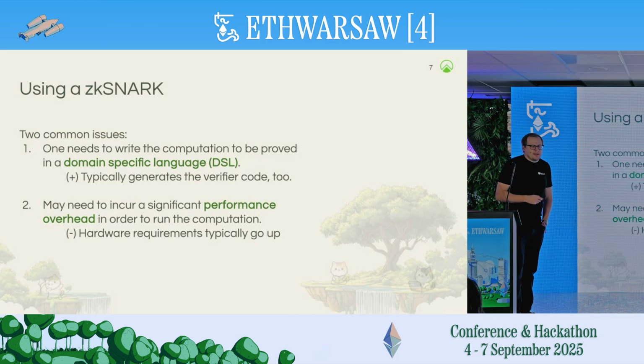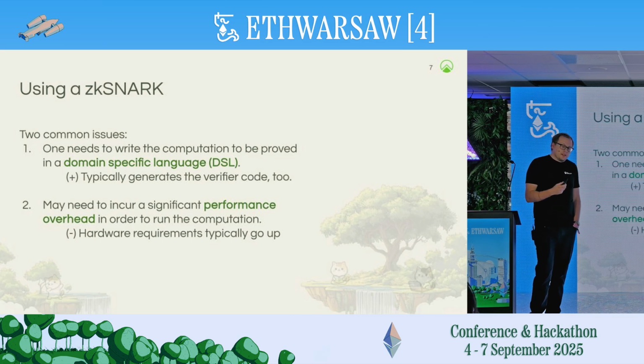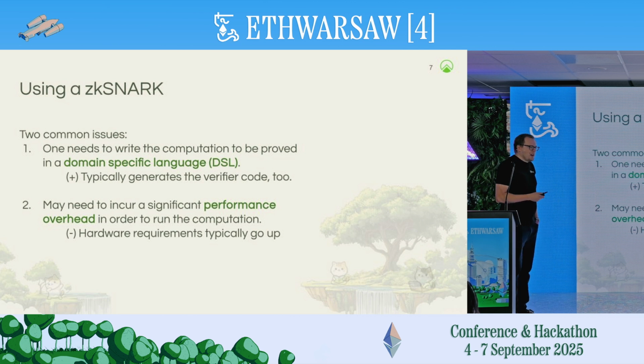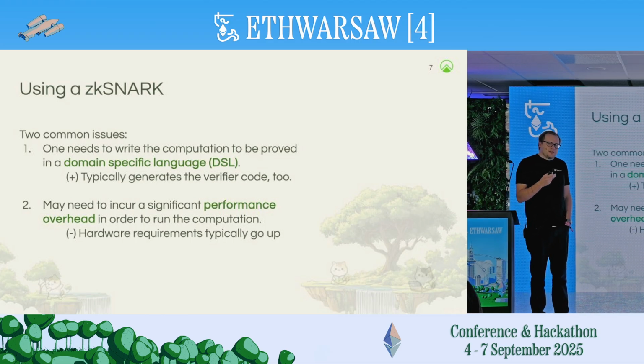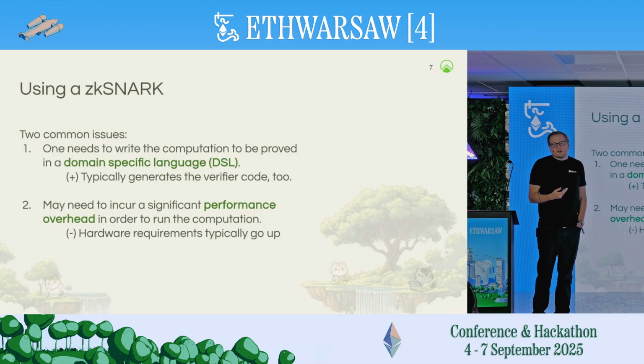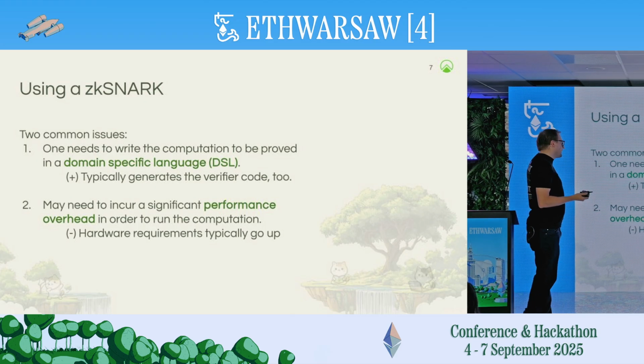And through all this math, to get the succinctness and non-interactive properties that we want, as well as the others that we don't care about as much, perhaps, we have to do some stuff. And this usually introduces an overhead. A lot of the first problems we have is that you need to redefine your computation, or the thing you're trying to prove, in a very specific domain-specific language.